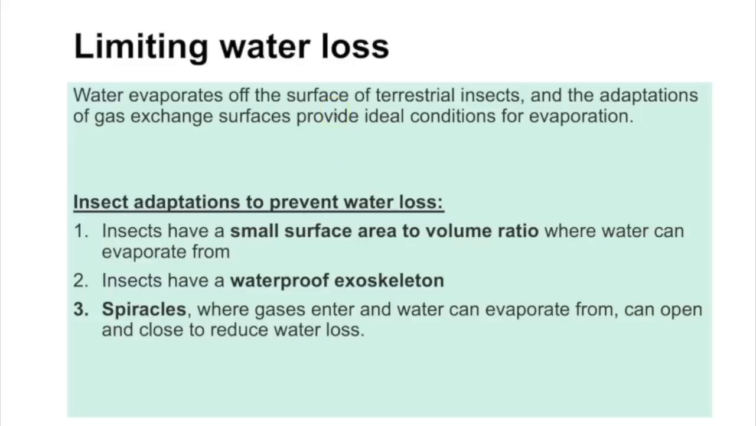So here are the ways that water loss is prevented. Number one is that the surface area where gas exchange actually happens is very small. It's not the entire insect, we're just looking at the spiracle itself and then the tracheal system. That is a very small area compared to the whole volume of the insect, and therefore it's going to limit evaporation. The rest of the insect has this waterproof exoskeleton, and the spiracles can actually open and close, a bit like stomata on a plant, to reduce water loss also.